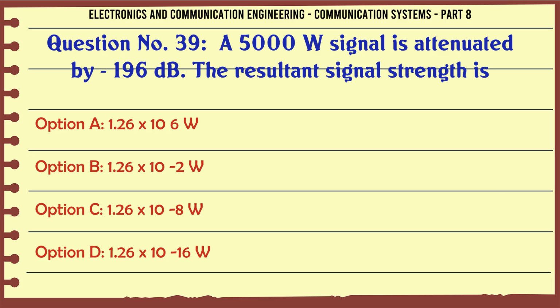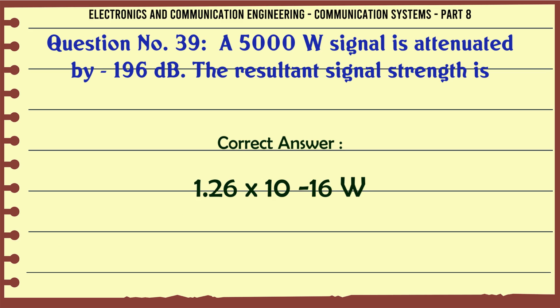A 5000 watts signal is attenuated by 196 dB. The resultant signal strength is A. 1.26 x 10^6 watts, B. 1.26 x 10^2 watts, C. 1.26 x 10^8 watts, D. 1.26 x 10^116 watts. The correct answer is 1.26 x 10^116 watts.